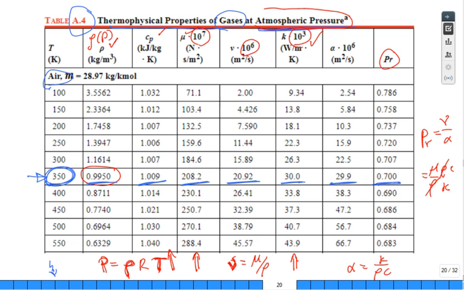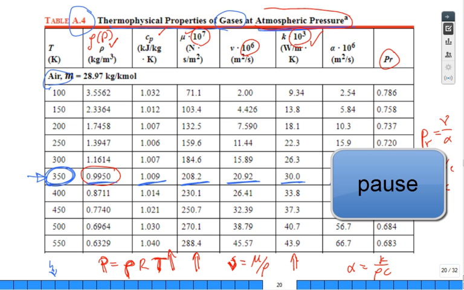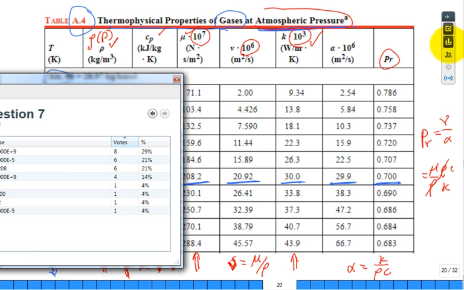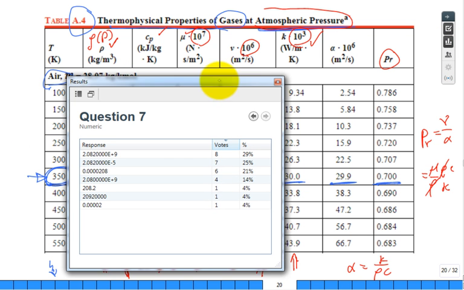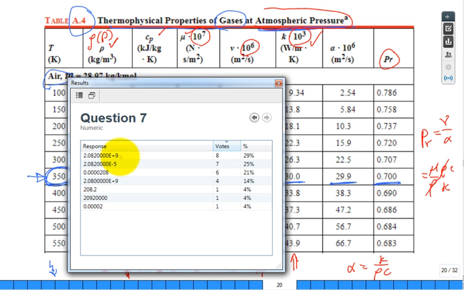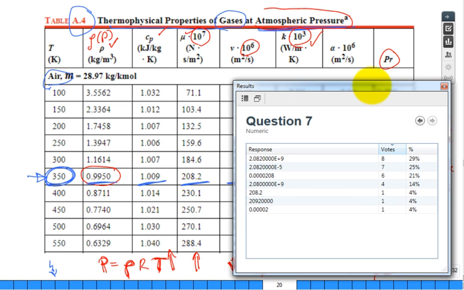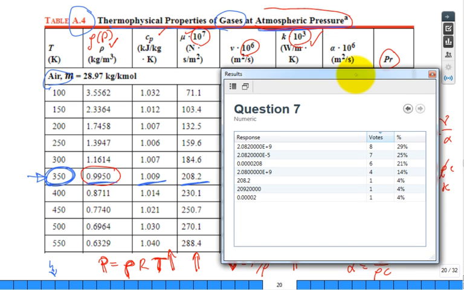Newton second per meter squared. So just give me the numeric response. What's in the header? All right, let's take a look at the results. Oh, look at that, E to the plus 9, though. Why do we have plus 9? Yeah, so on the phone, it automatically corrected it.